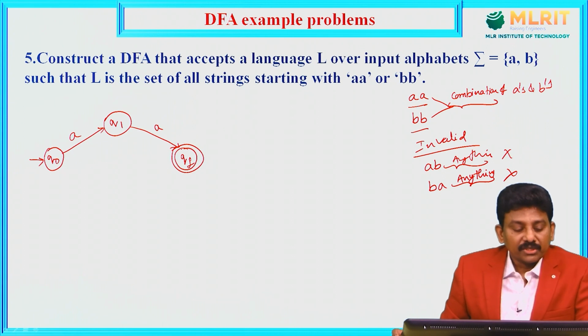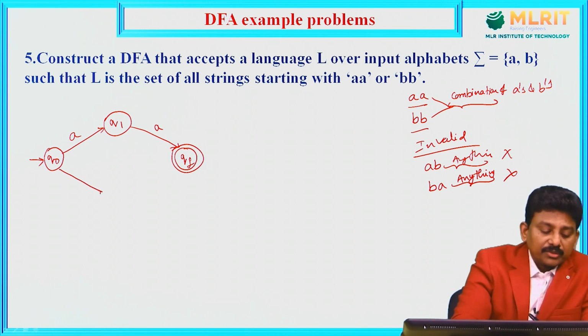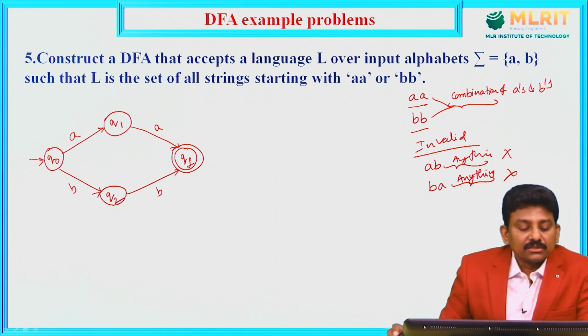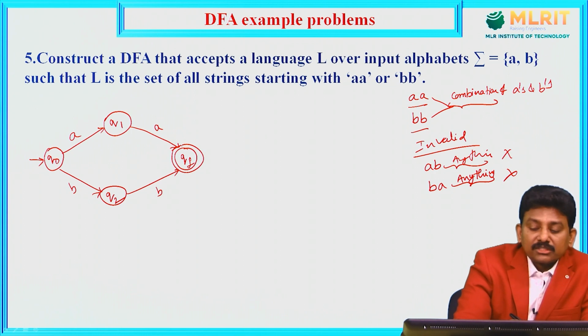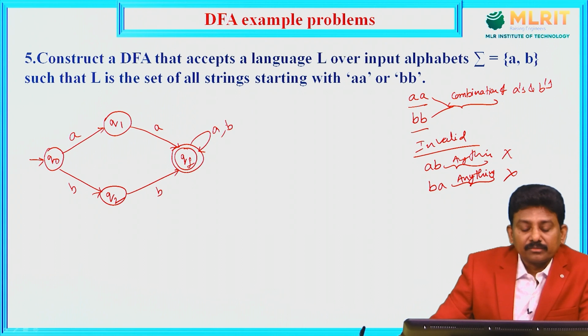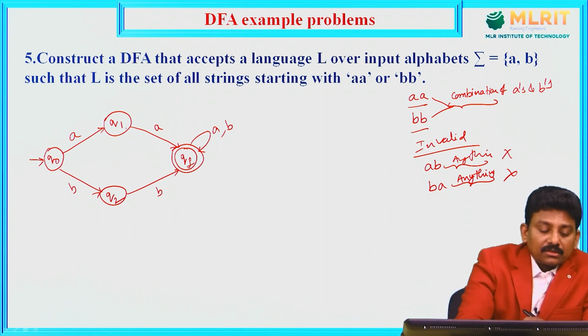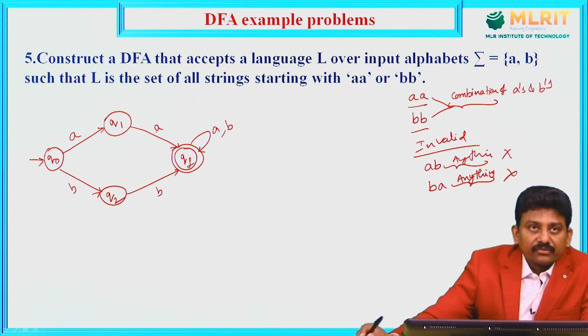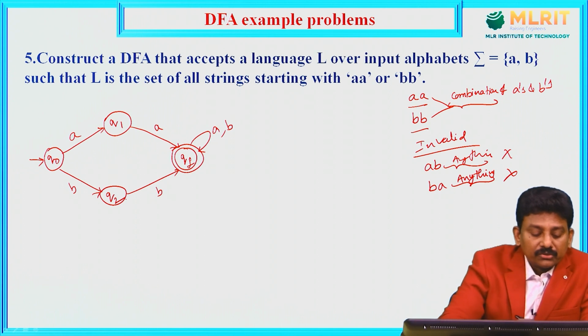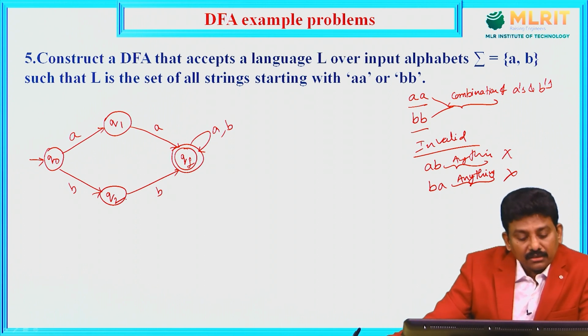If the first symbol is B, second symbol must be B. If the first symbol is A, second symbol must be A. If the first symbol is B, second symbol must be B. Once you reach the final state, afterwards you can read any number of A's or B's. But here in Q1, you need to define the transition for B also. In Q2, you need to define the transition for A also.